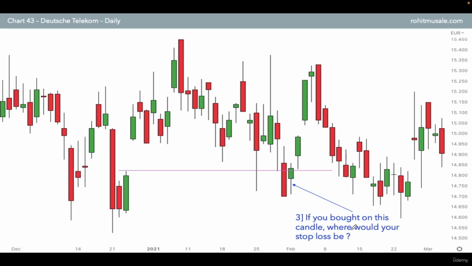If you bought on this candle, where would your stop loss be? Well, of course, my stop loss would be the low of this candle.